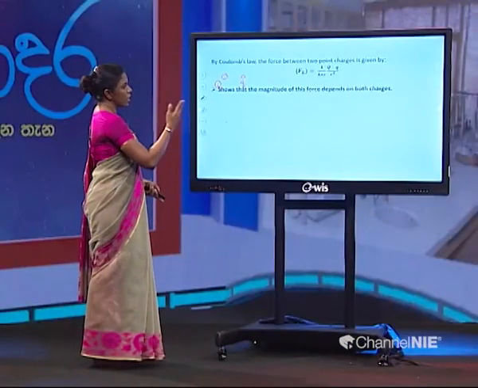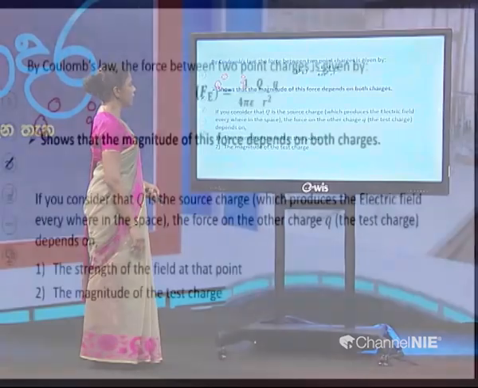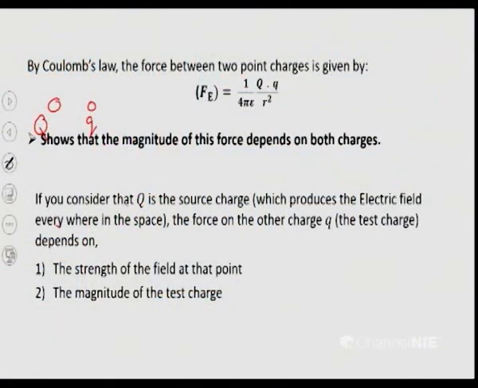So, if I look at it in that angle, we say that you can consider capital Q as the source charge, and in the field produced by the source charge, the second charge simple q, the test charge, is kept. In the field produced by the source charge, the test charge simple q is kept. We say, according to the equation, it is clear, if you change that, this is affected. If you change that, that is affected, which means both charges contribute to that.